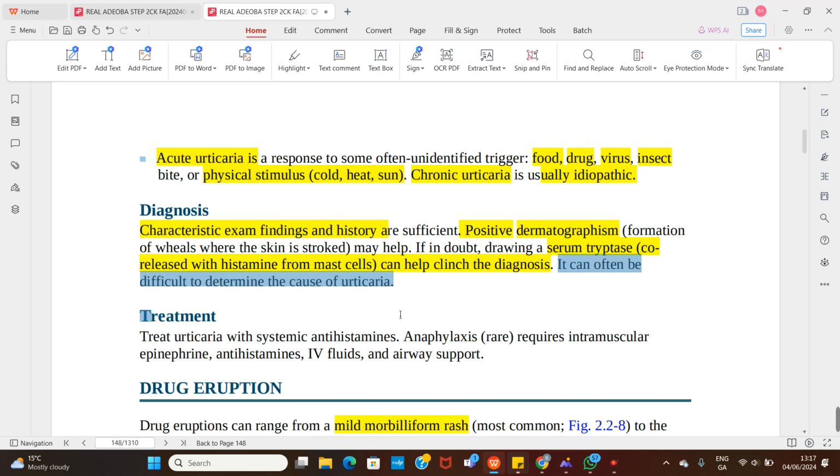Sometimes it might be difficult to determine the cause of the urticaria, right? But these are the common ones: the food, the drug, the virus, and the insect bites, and sometimes physical stimuli like cold exposure, heat, and sun.